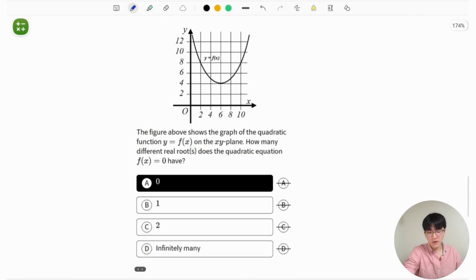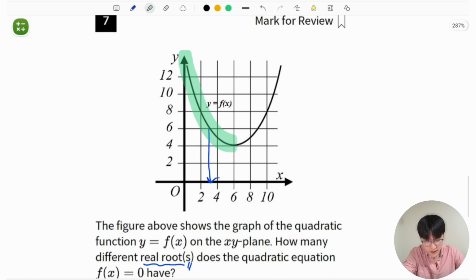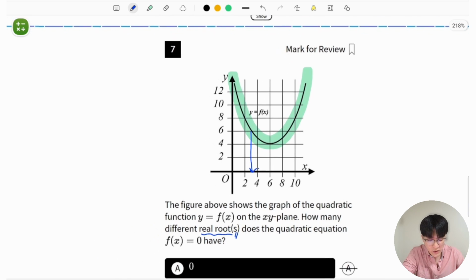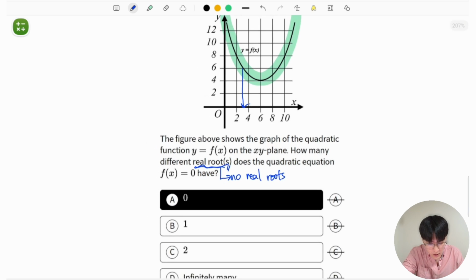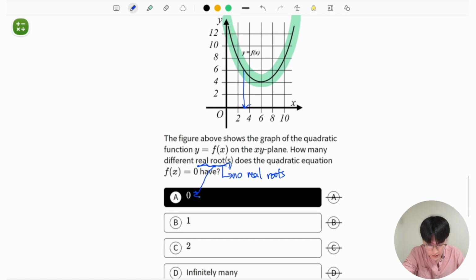Question number 7. The figure above shows the graph of a quadratic function y equals f(x) on the xy plane. How many different real roots does the quadratic equation f(x) equals 0 have? Now, we are looking at the graph. If you want real roots, what are we looking for? We are looking for the graph to touch the x-axis. And in this situation, do we see any signs of this graph touching the x-axis? No. Which is why we can properly assume that there are no real roots. Rather, there probably is going to be an imaginary root. And therefore, our answer is A.